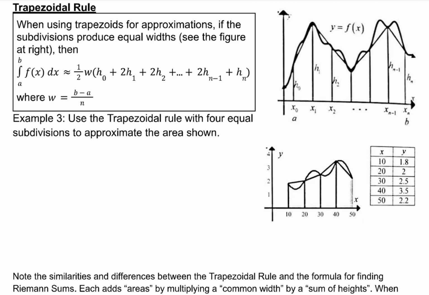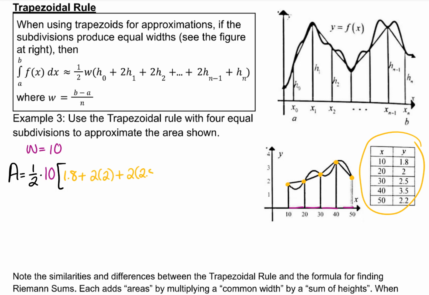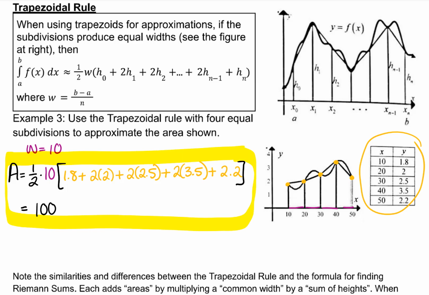Use the trapezoidal rule with 4 equal subdivisions to approximate the area shown. The width of each of our trapezoids is 10. So my area is equal to 1/2 times the width. And now we will add up each of our heights, but double the inner heights. Notice we'll be getting the y values from this table. Our final answer should have the sum, and it's equal to 100.